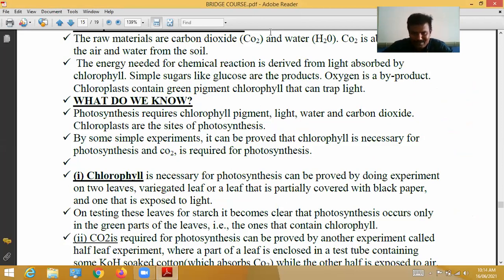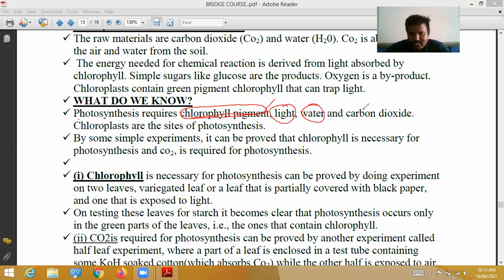What do we know about photosynthesis? Generally, photosynthesis requires chlorophyll pigment. In the chlorophyll pigments, light, water, and carbon dioxide are all the things required for photosynthesis.